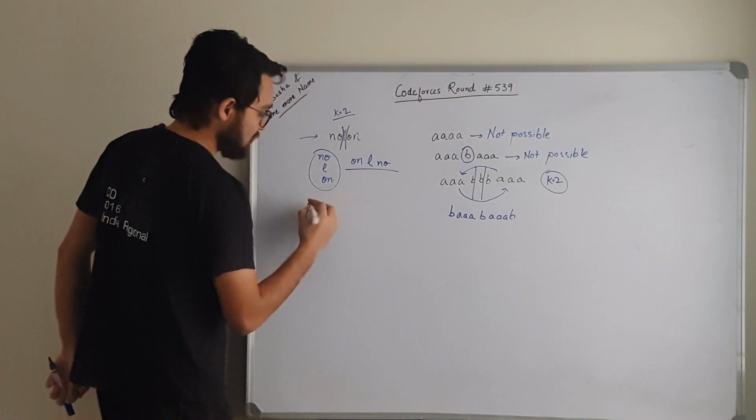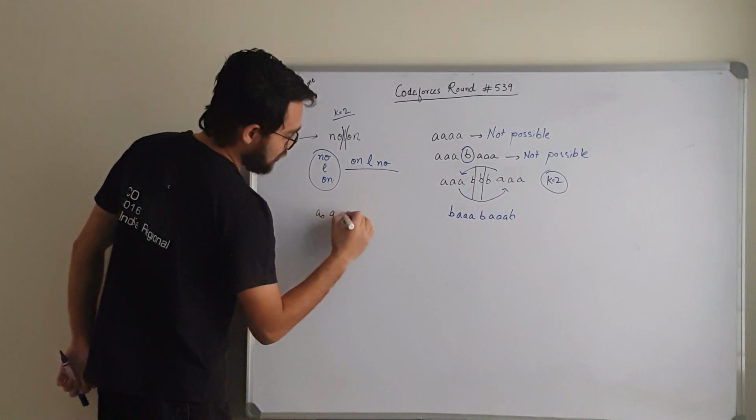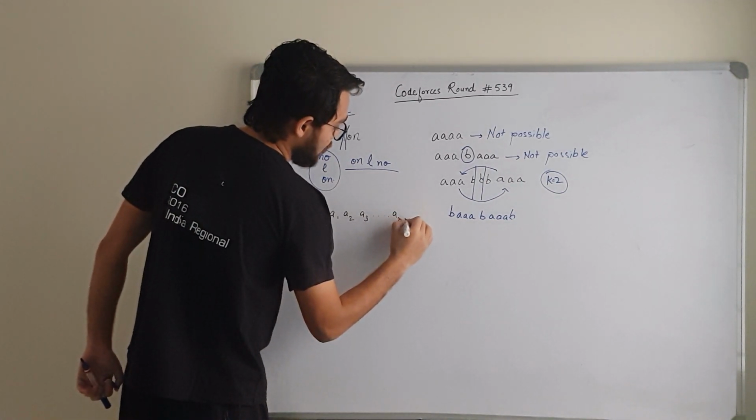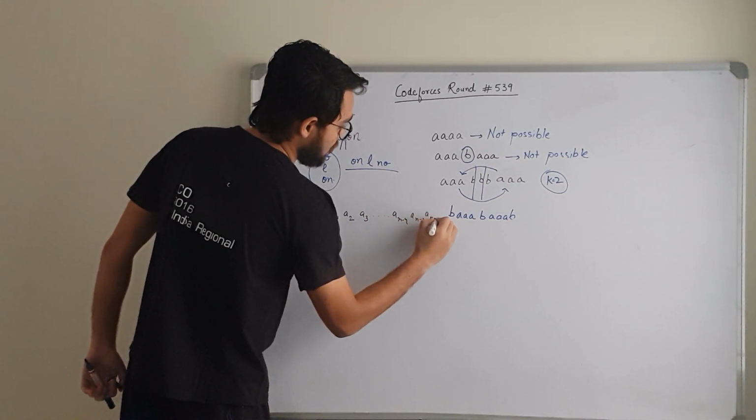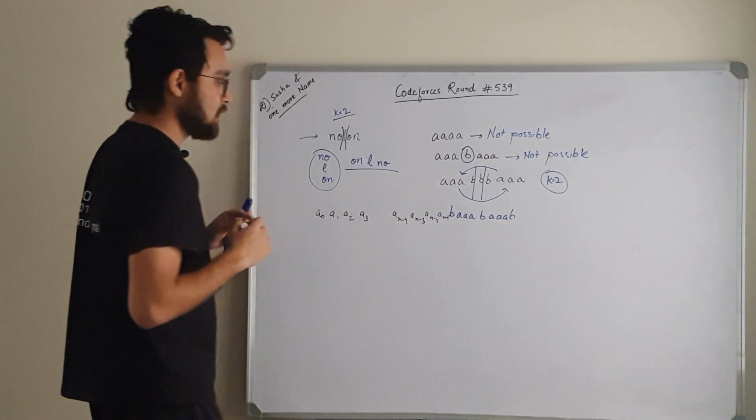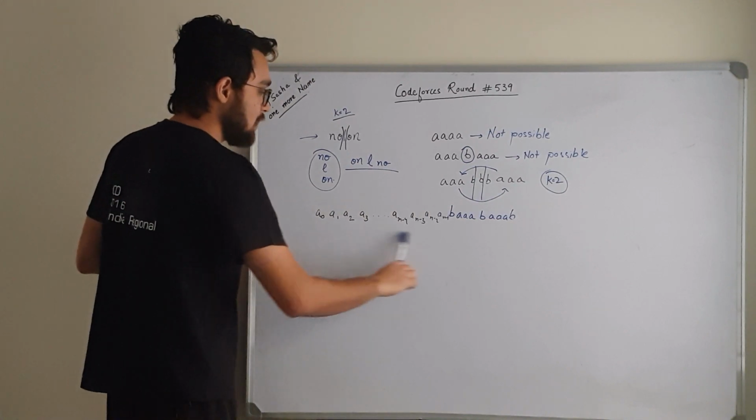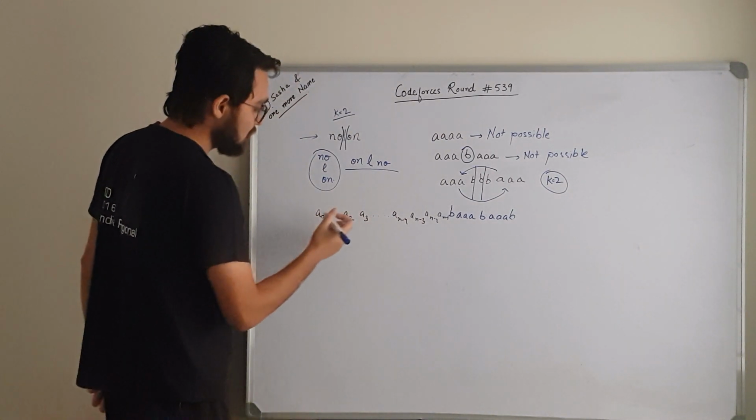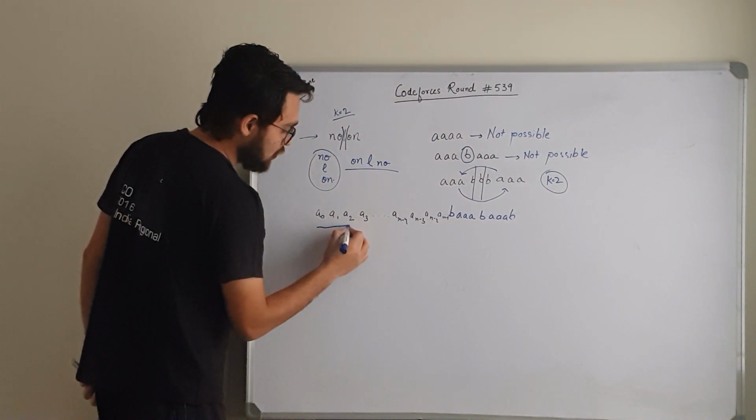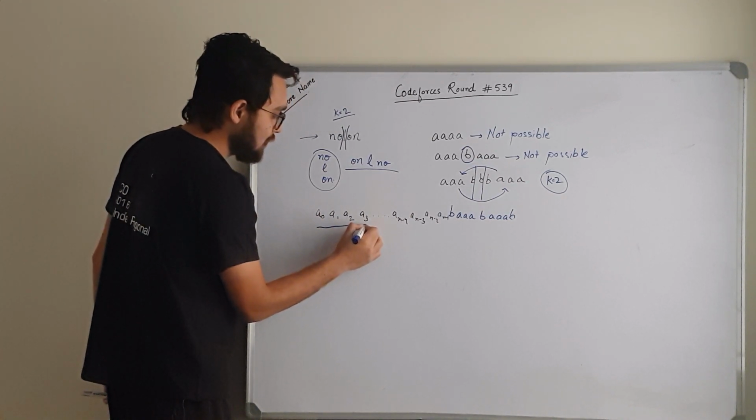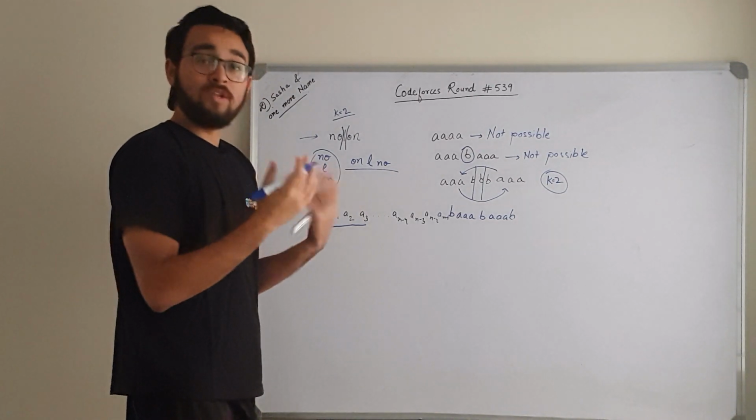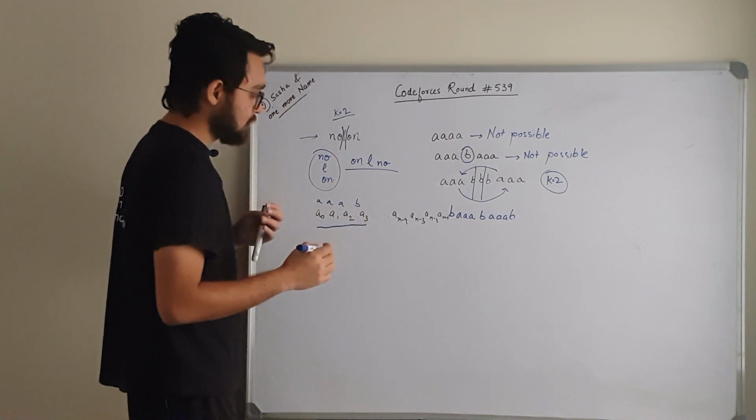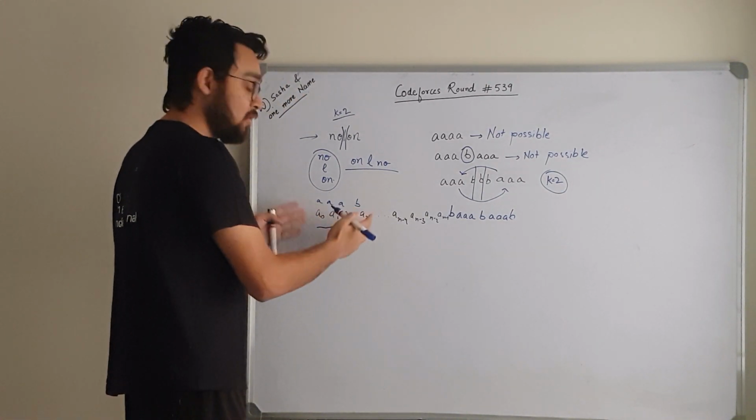Say we have a string like A0, A1, A2, A3, and then so on up to A(n-4), A(n-3), A(n-2) and A(n-1). Let us suppose this is the palindromic string we are given, and say A0, A1, A2 are all the same, and A3 is the first time when I have two different types of elements. So say this was A, this was A, this was A, and this is B. This is the first time when I have two different types of elements.